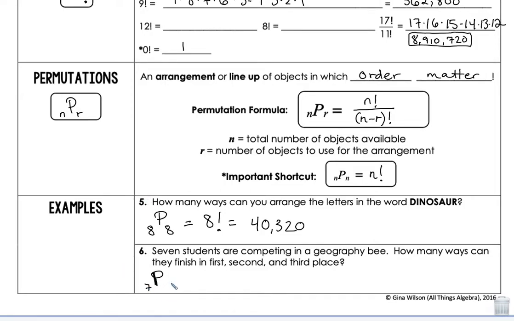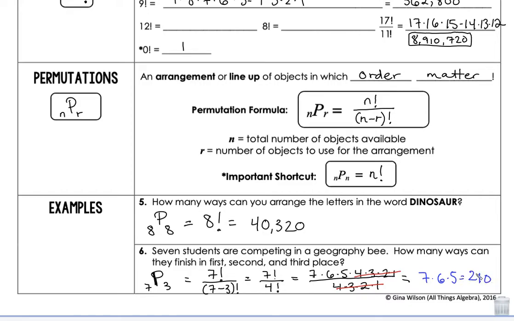So we have 7 total. We're choosing 3 for this arrangement. That means 7 factorial over 7 minus 3 factorial in the denominator, which simplifies to be 7 factorial and 4 factorial, which means I have 7 times 6, 5, 4, 3, 2, 1 in the numerator, and then 4 times 3, 2, 1 in the denominator. Remember what I was saying about 17 over 11? This is a more concrete example of that. Those numbers cancel out. So we're left with 7 times 6 times 5, which is 210 different ways.